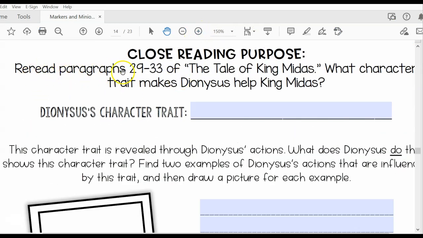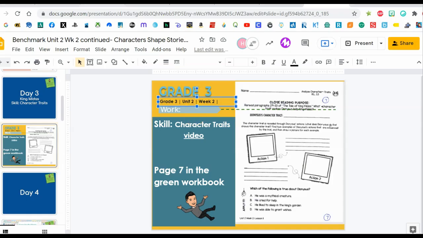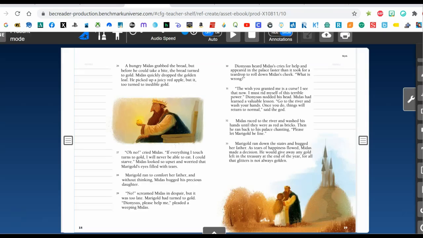So it says reread paragraphs 29 to 33. So go, it's on page 18. And let's start with that first, okay? And we want to know what kind of character trait Dionysus has. What kind of person he is. How does he behave?